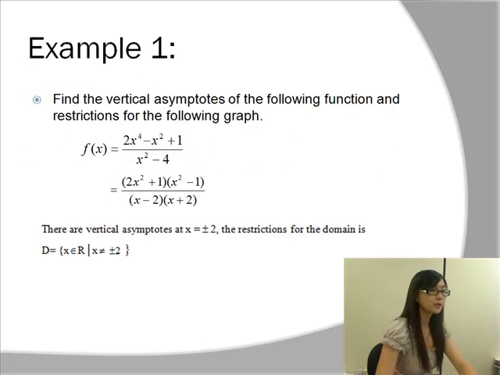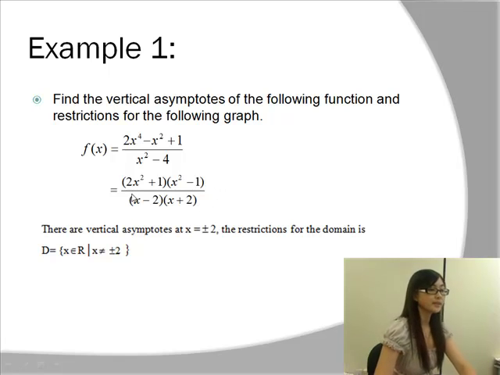Let's look at example 1 from your learning resources. It asks us to find the vertical asymptote and the restriction for the following function. We have f of x equals 2x to the power 4 minus x squared plus 1, divided by x squared minus 4. The first thing we can do is factor x squared minus 4, which factors into (x minus 2)(x plus 2).